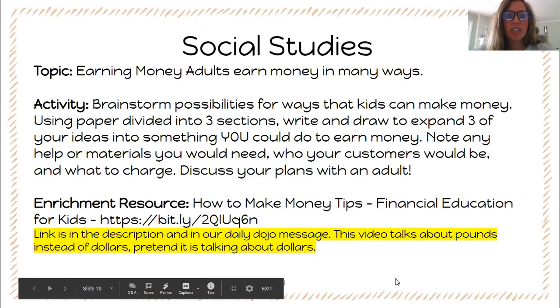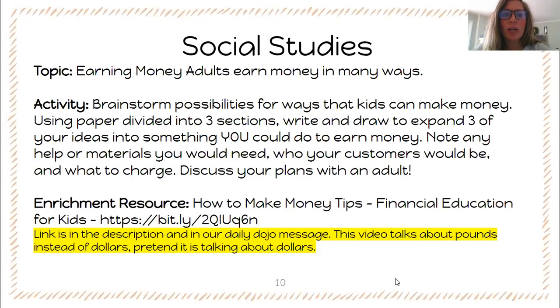All right, so for social studies, our topic today is earning money. Adults earn money in many ways. So you are going to brainstorm possibilities for ways that kids can make money. Using paper divided into 3 sections, you're going to write and draw to expand 3 of your ideas into something you could do to earn money. Note any help or materials you will need, who your customers will be, and what to charge. Discuss your plans with an adult.